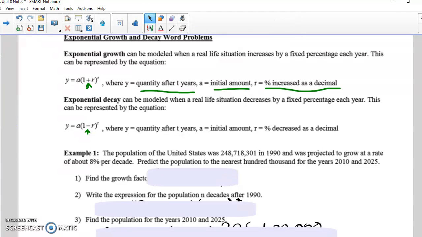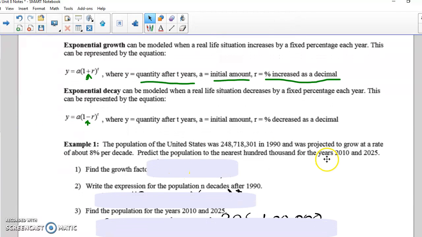So the population of the United States was 248,718,301 in 1990. It was projected to grow at a rate of about 8% per decade. So this is a fixed rate, 8% per decade. First, we want to predict the population to the nearest 100,000 for the years 2010 and 2025. So we're starting with 1990.